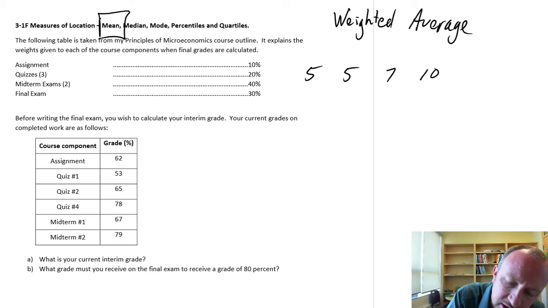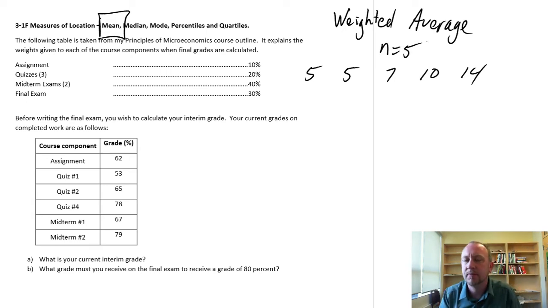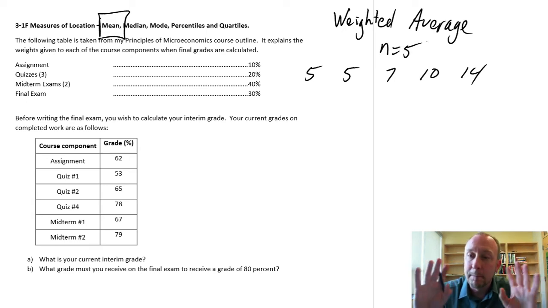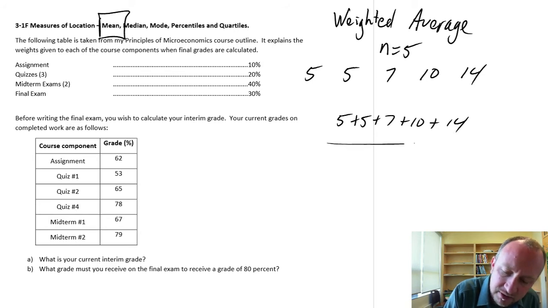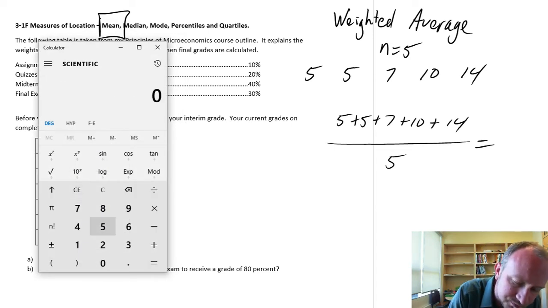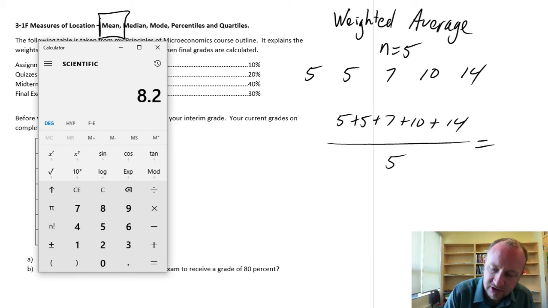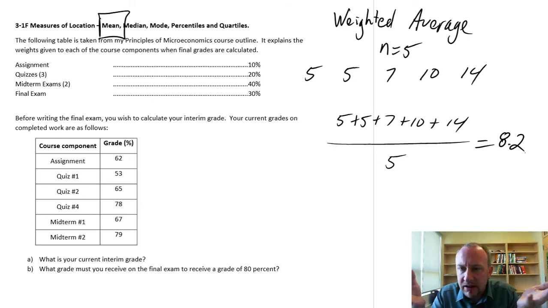So let's start with my simple example here. 5 plus 7 plus 10 and 14. So here I have 5 observations. We can calculate just the basic arithmetic mean, the regular average that we've looked at before. 5 plus 5 plus 7 plus 10 plus 14, and I have 5 observations, so we divide that by 5. If we plug this into our calculator, 5 plus 5 plus 7 plus 10 plus 14 divided by the number of observations, I have an average of 8.2. So that's no big deal.